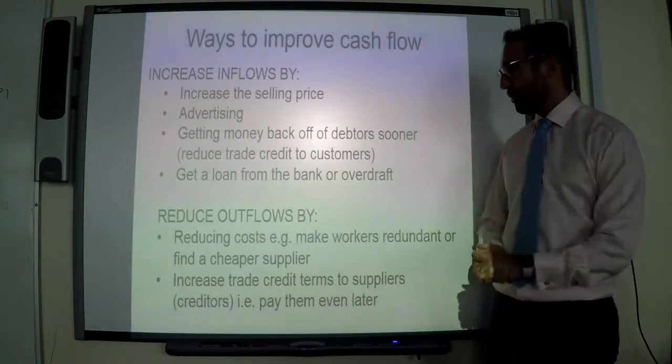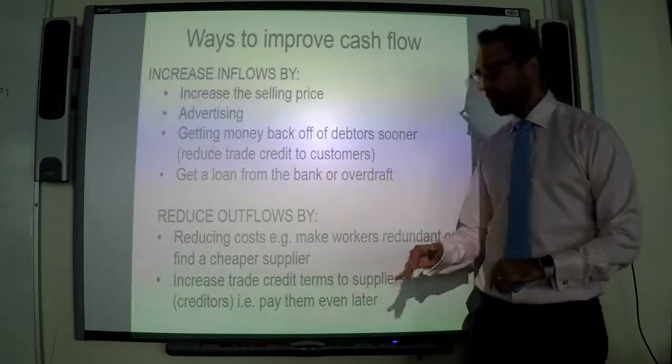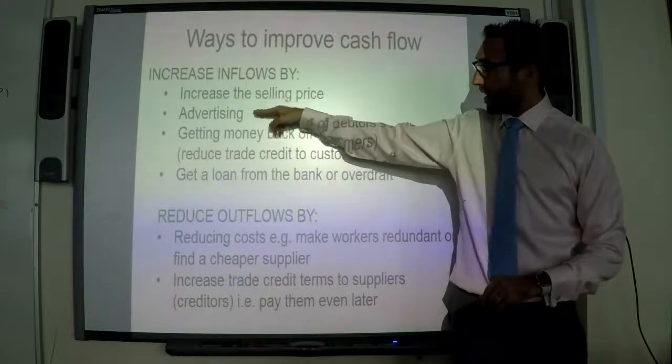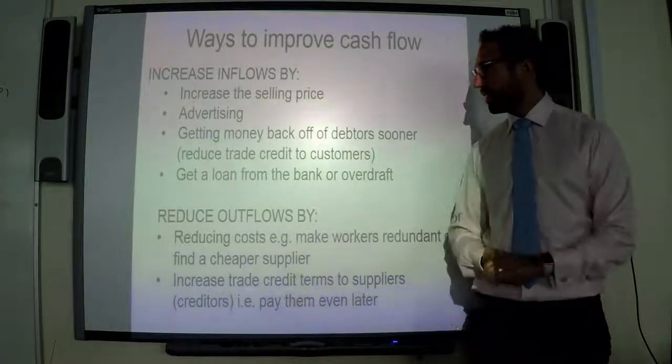The ones that I would choose personally, I would try and stay away from trade credit. I think it's probably the more difficult one to explain. Get inflow up by either increasing your price or advertising, get outflow down by reducing your costs. Nice and easy, keep it simple.